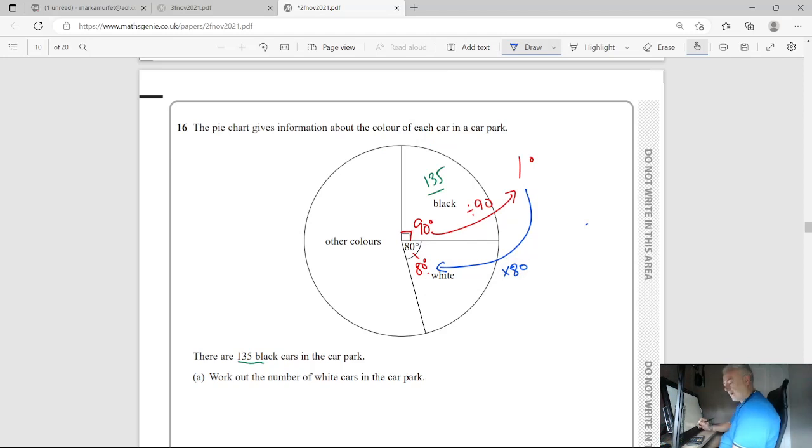So that's just looking at how I get from 90 degrees to 1 degree. Divided by itself, I get 1. How do I get from 1 to 80? Multiply it by what I want. So we're going to show that here. 90 divided by 90 equals 1. 1 times 80 gives me 80.